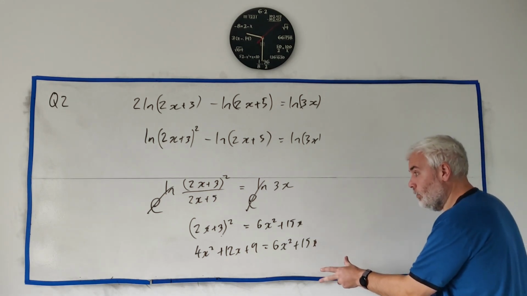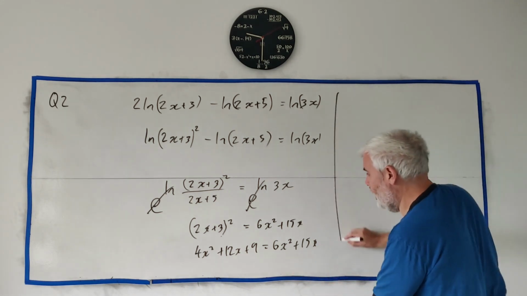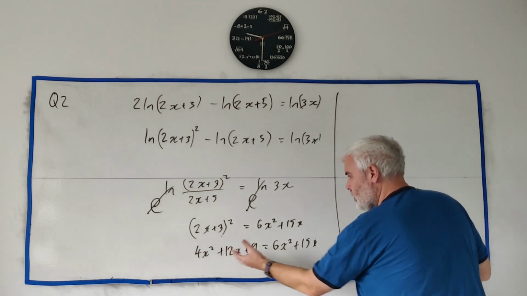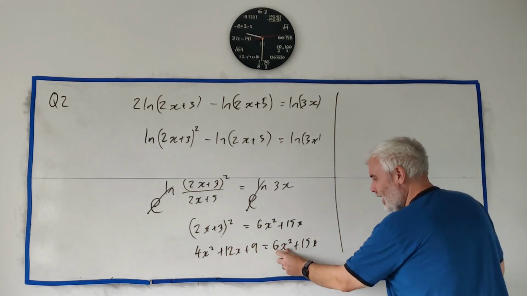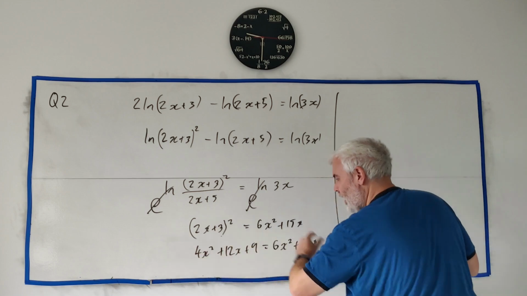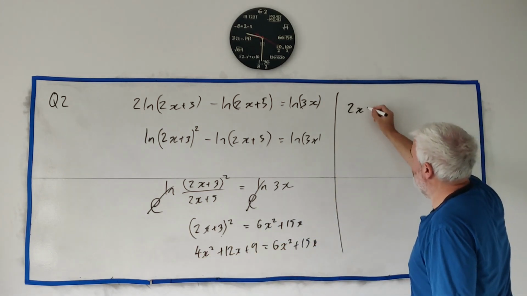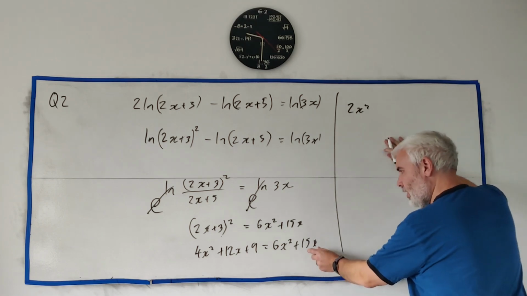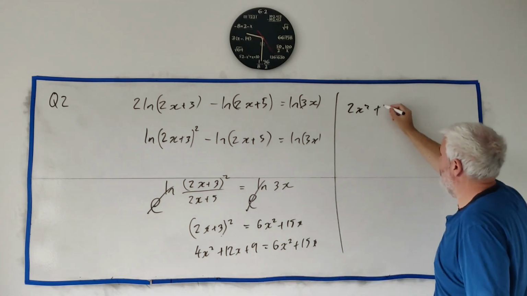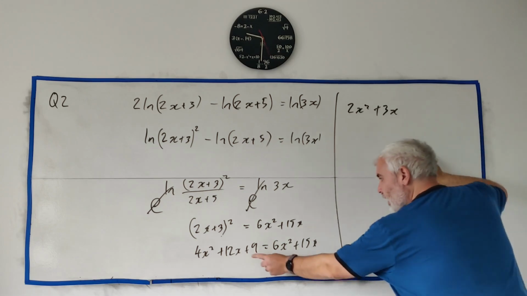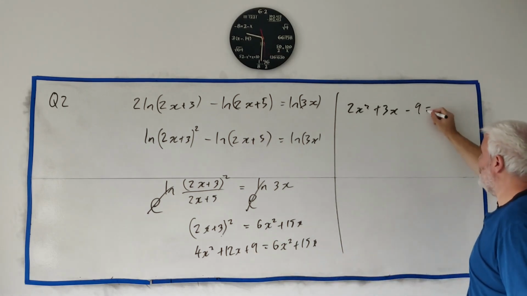We have a quadratic. We can just start rearranging this. Let's do it up here. Let's get everything on the same side, but I'd like to keep x squared positive. So we'll move everything over to the right. We'll get 6x squared minus 4x squared, that's 2x squared. Let's see, we'll have 15x minus 12x, that's 3x, and we'll have minus 9, and all that equals 0.